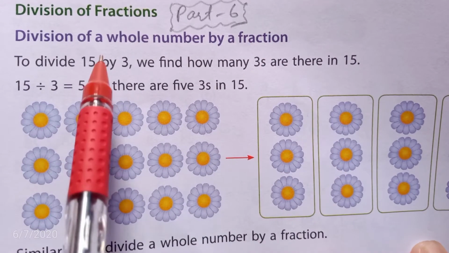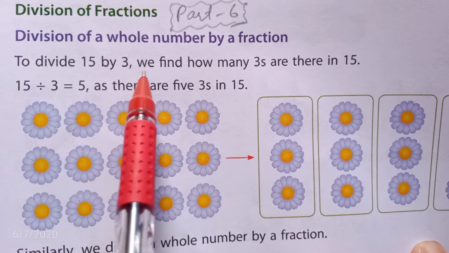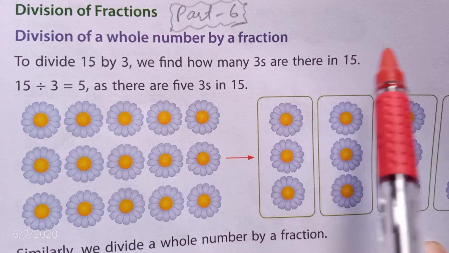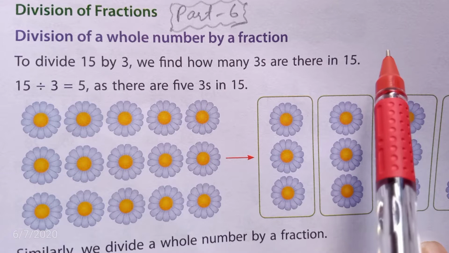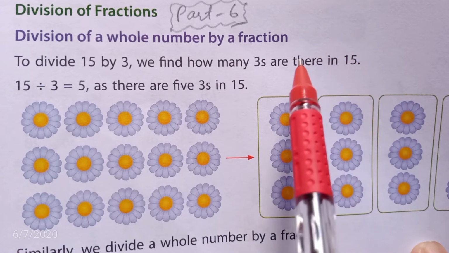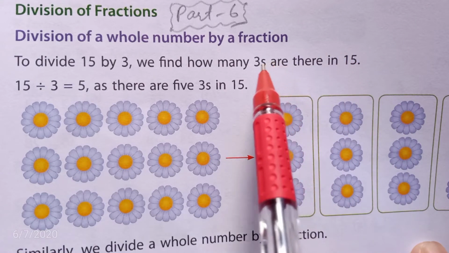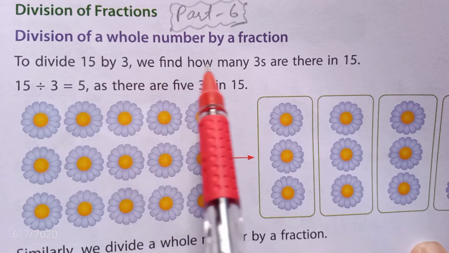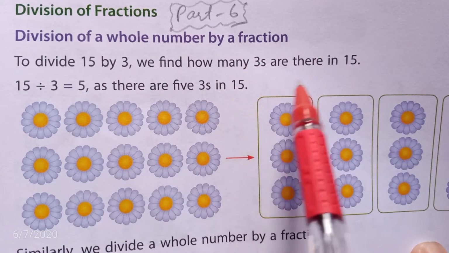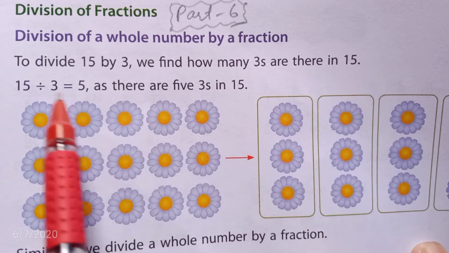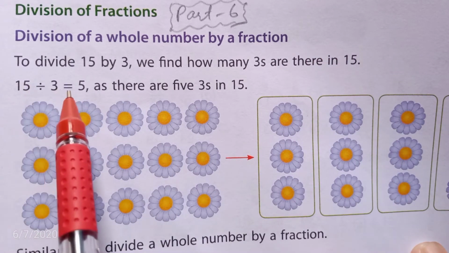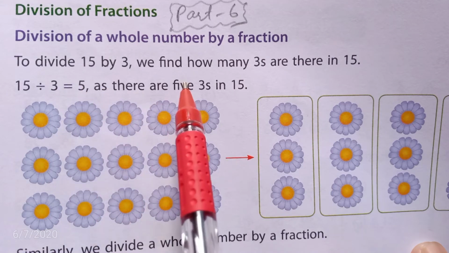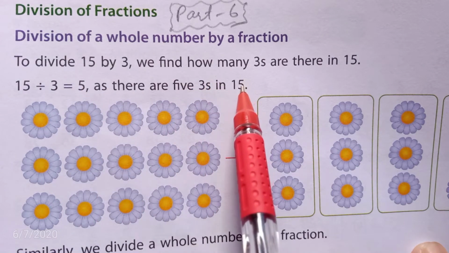To divide 15 by 3, we find how many 3's are there in 15. You know students, division is a process of repeated subtraction. So to divide 15 by 3, we find how many 3's are there in 15. So 15 divided by 3 equal to 5, as there are 5 3's in 15.